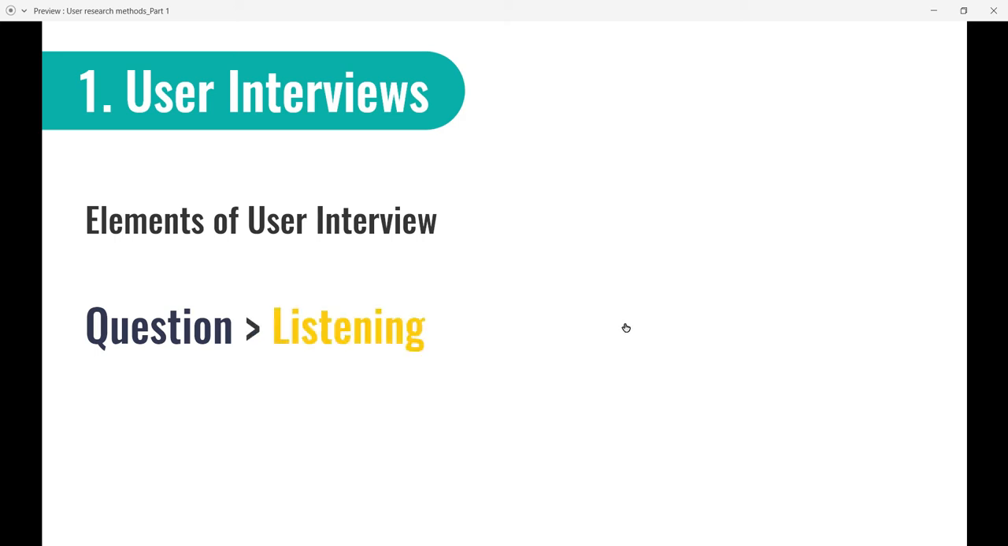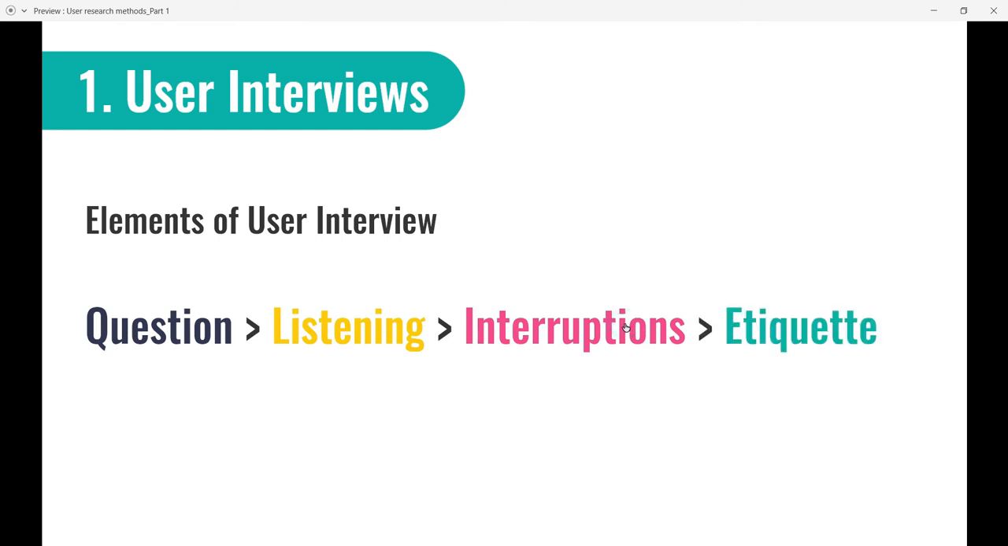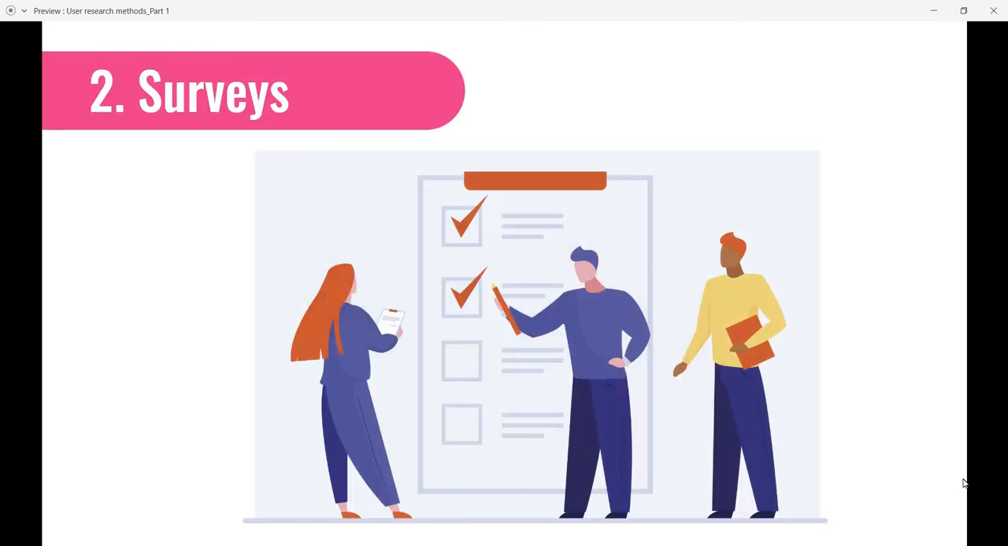Second would be listening. This is a very important aspect in a user interview. Ensure that you allow users to speak and listen attentively to their answers. Third would be interruptions. Do not interrupt an interviewee unnecessarily while he or she is answering your questions. And the fourth one is etiquette. Always be polite and professional during interviews. Empathize with the user.